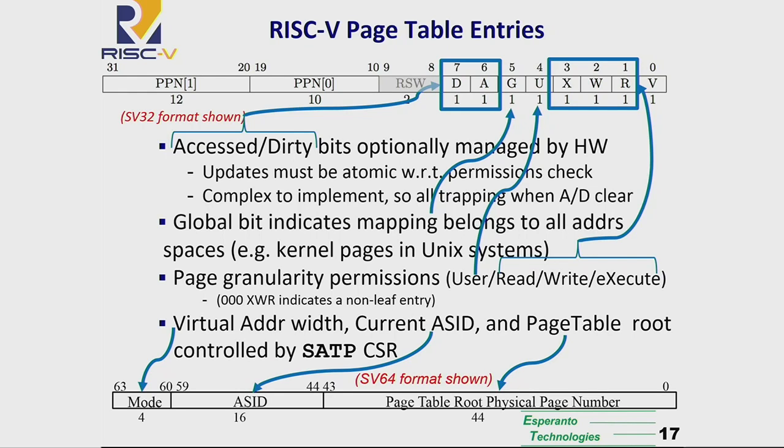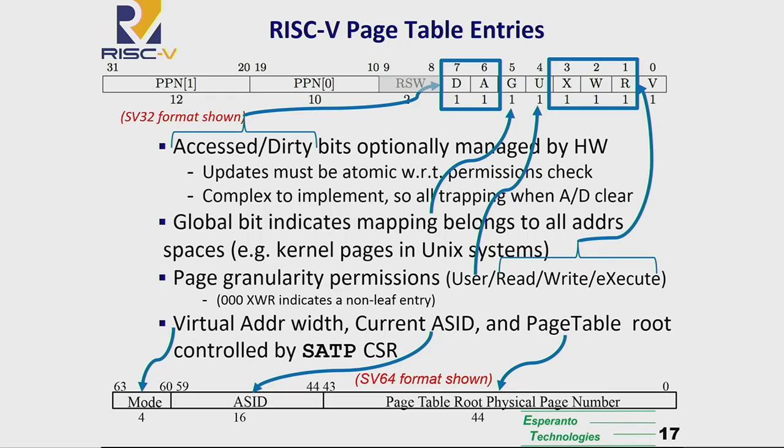Next two bits are access and dirty bits used for managing pages. And they have some pretty specific semantics, and sometimes you'll need to do that in software rather than hardware, I think. Yeah. So the updates have to be atomic to make sure that things stay synchronized. And that's kind of hard to implement sometimes, so you can trap if those two bits are clear and handle them in software. And the two bits are reserved.